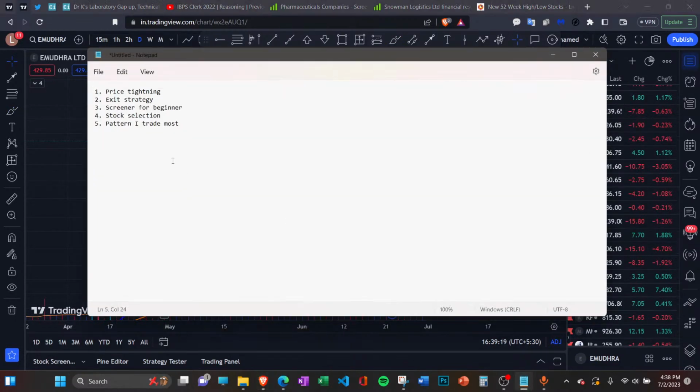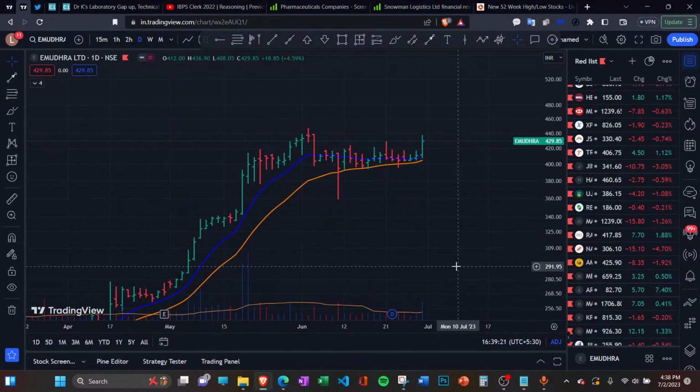And then the last one is the pattern I trade most. I won't say there is a pattern that I trade the most. Whatever I get on the chart, I've shown you my criteria. I'll be going for the gap ups, I'll be going for the reversals.